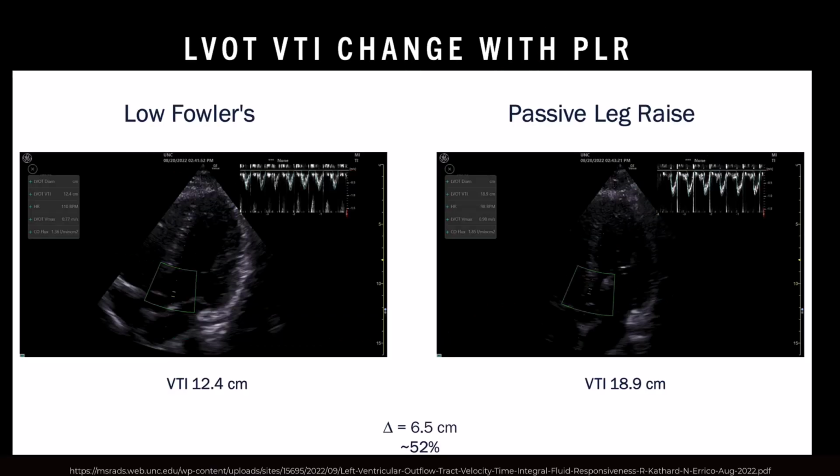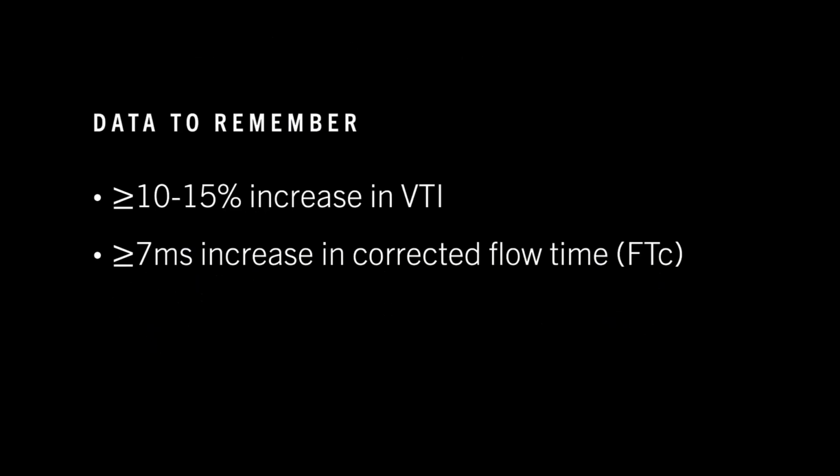We are again going to make it dynamic. How do we do that, you ask? With a passive leg raise. So this is an example from another institution. They started with the patient in the low Fowler's, which is another word for the semi-recumbent or 45-degree position. Their initial VTI was 12.4. And then after performing a passive leg raise, they noted an increase in the VTI to 18.9 centimeters. So a change by 6.5 centimeters or 52% increase. Remembering that we only are looking for a 10 to 15% increase in VTI.